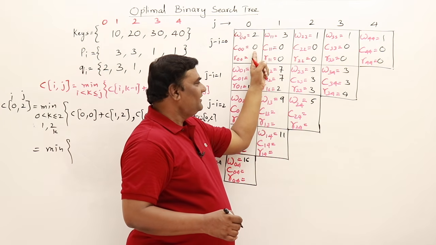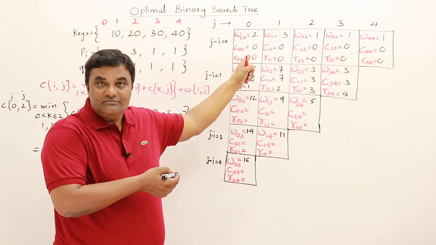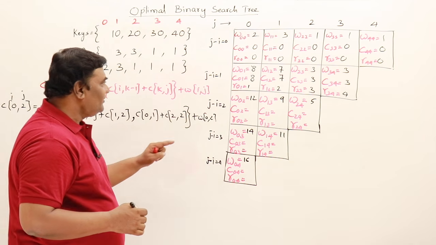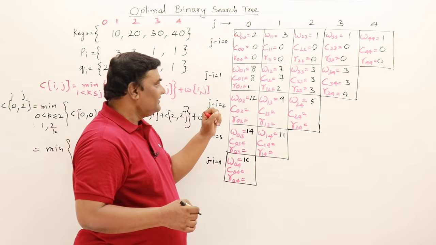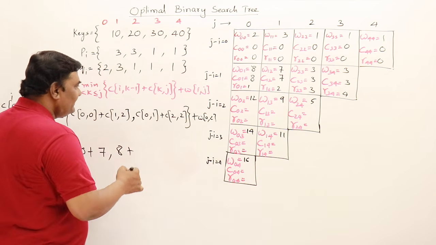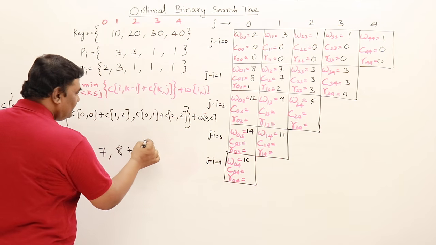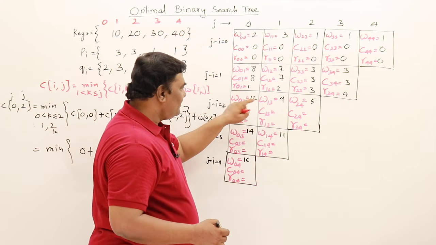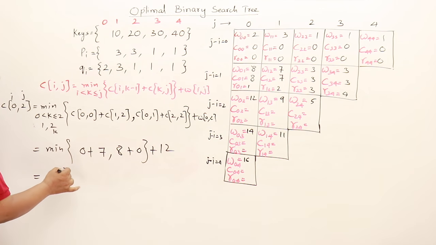For this I should know these values, and I already know them, so I can use them here. C of 0, 0 is 0. C of 1 comma 2 is 7. Plus C of 0 comma 1, which is 8. Plus C of 2 comma 2, which is 0. Then plus weight of 0 comma 2. Weight of 0 comma 2 is how much? 12. This is 12. So this is the minimum of these.